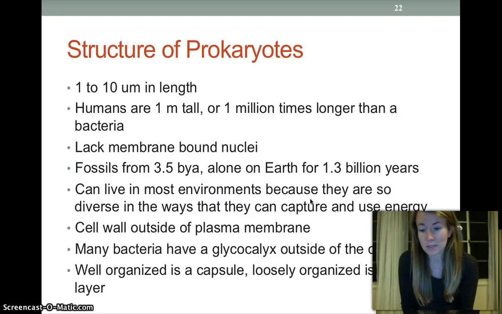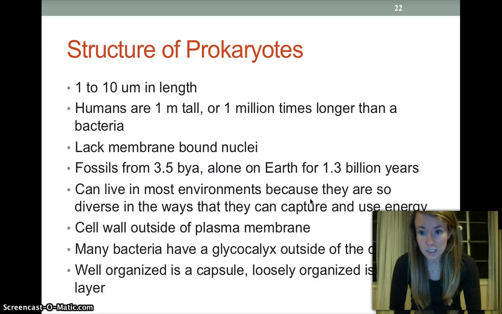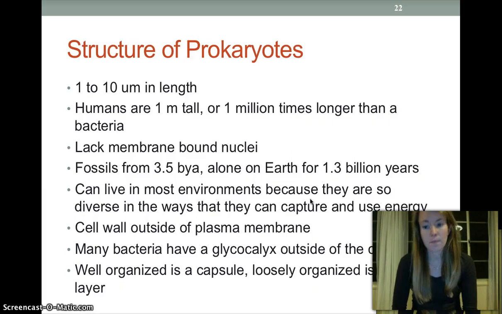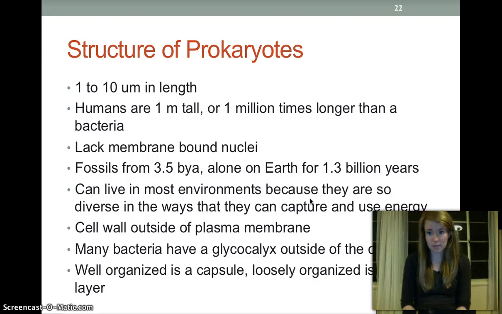And the fossil record shows that they were alone on Earth for about 1.3 billion years. So they were around for 1.3 billion years before a nucleus evolved by the process of endosymbiosis. Don't forget that. That's how we got eukaryotic cells.